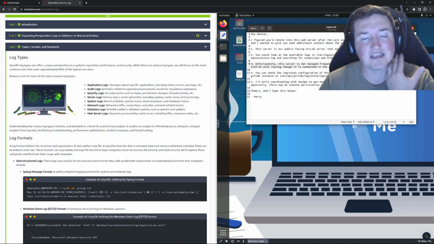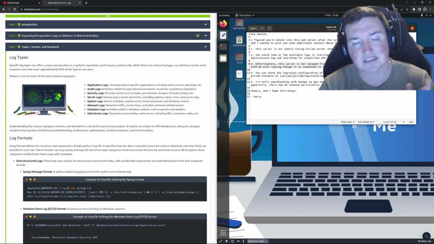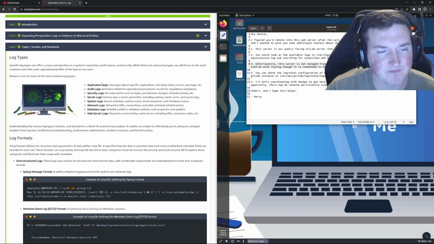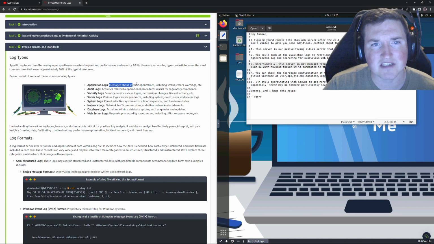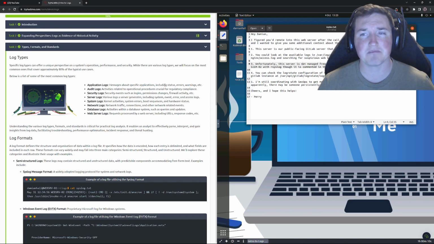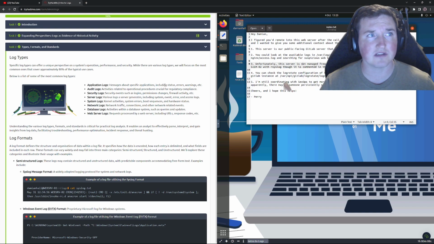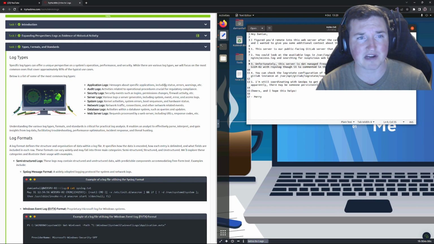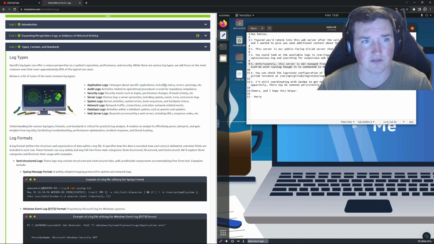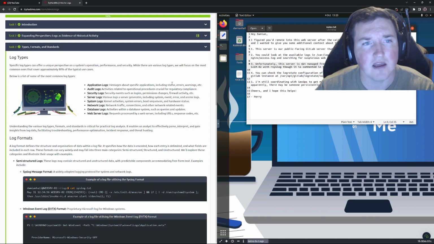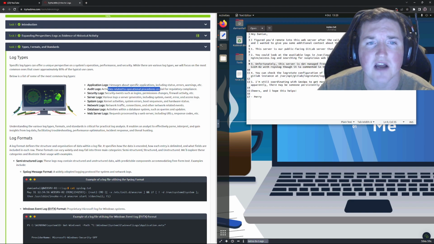And we've covered this in some of the previous boxes we've done, in the defensive boxes, but there's application logs. These are messages about specific applications. So this might be however the application is built, whatever logging it is bringing to the table, these are the logs. They can send them out that way. Then you have audit logs, activities related to operational procedures, crucial for regulatory compliance.